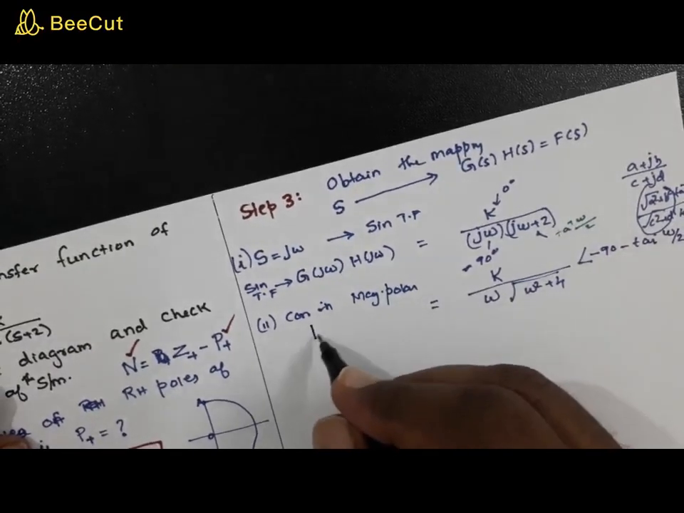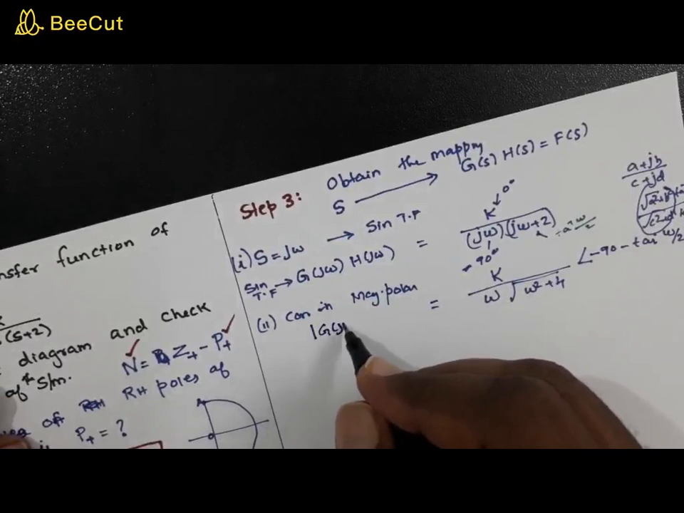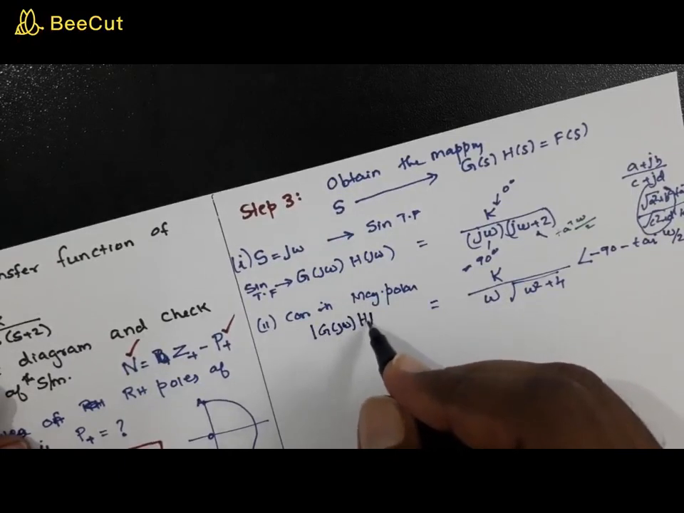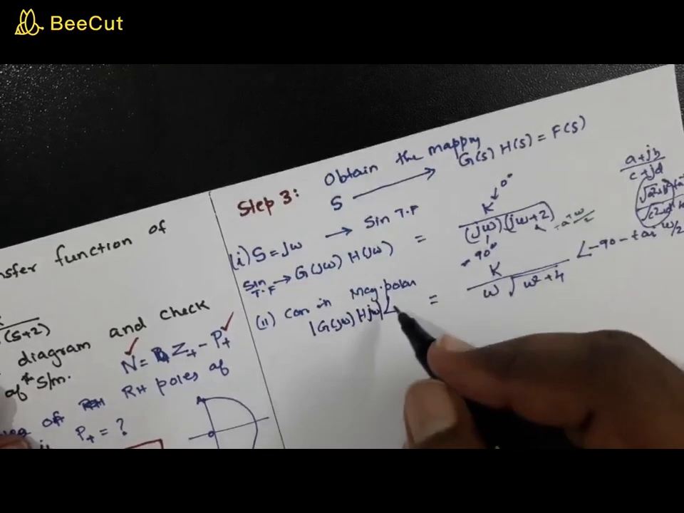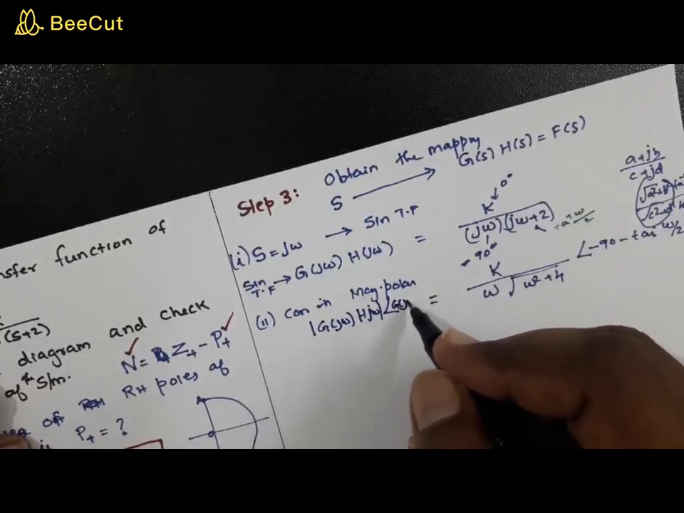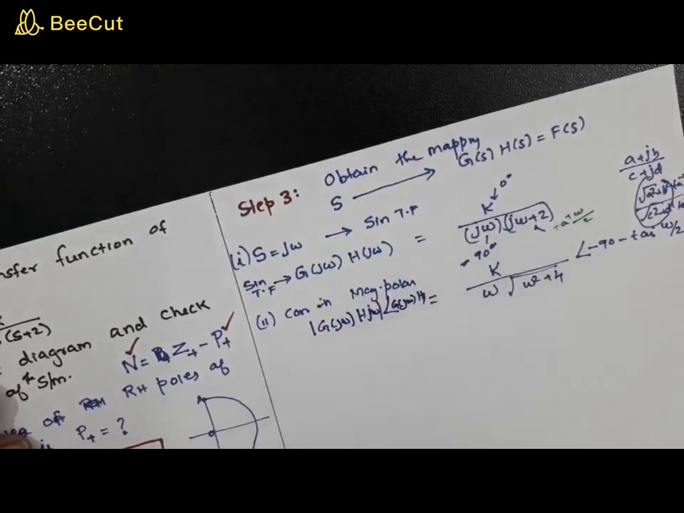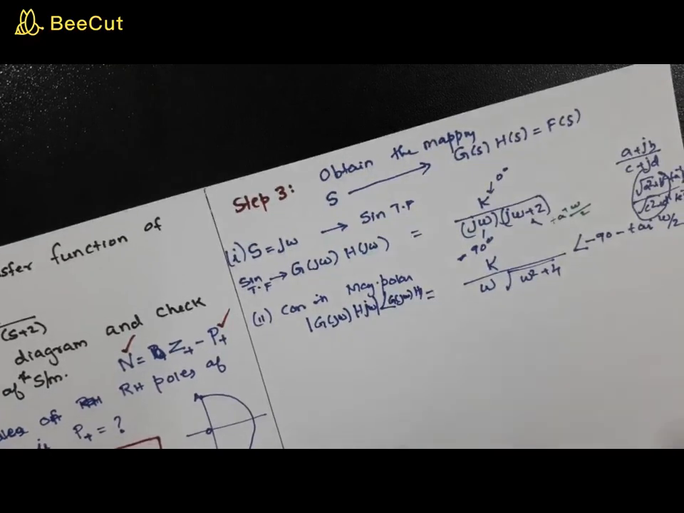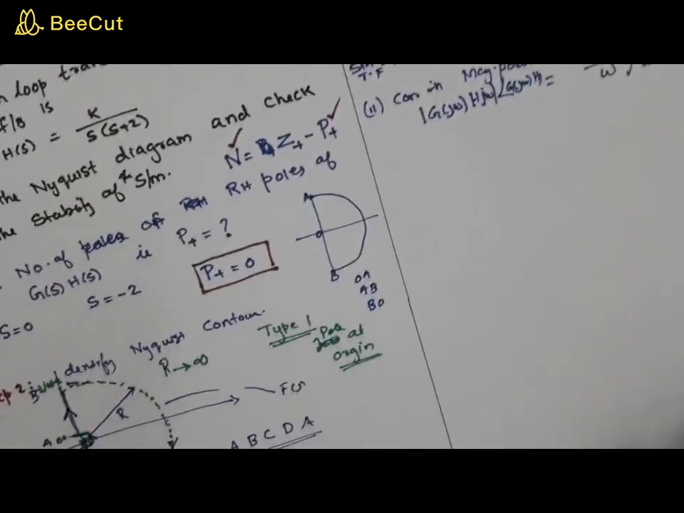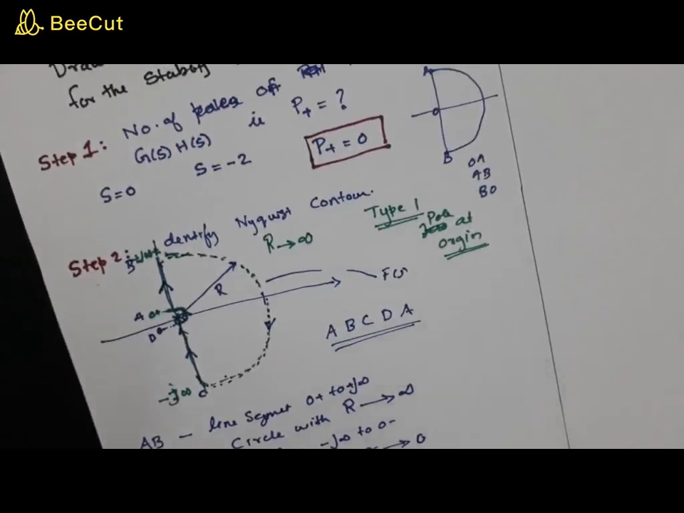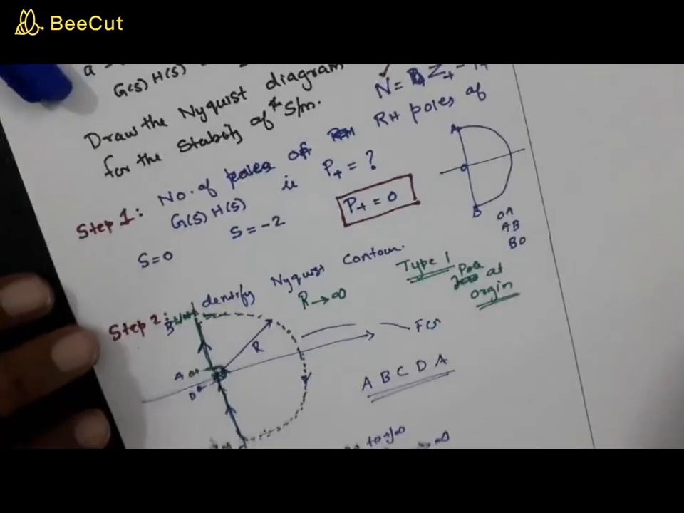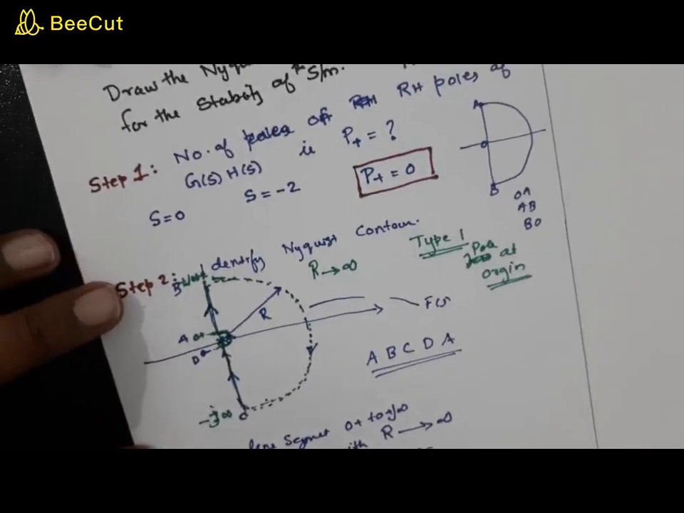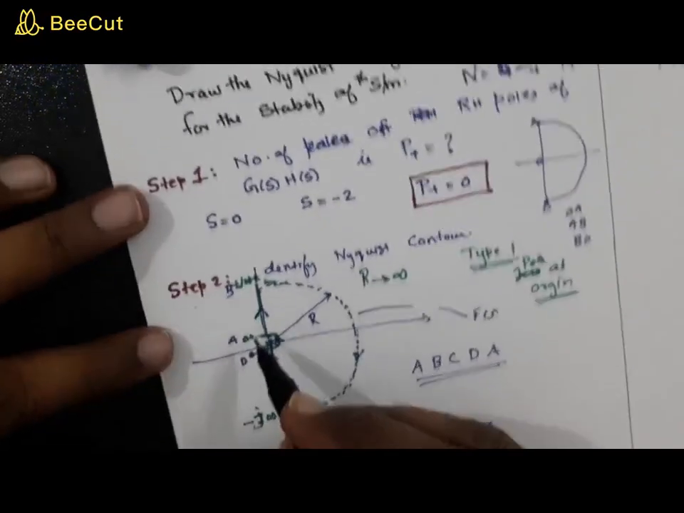So this is actually your magnitude of G of j omega H of j omega, angle G of j omega H of j omega, right? So you have got this into a polar form, right? So obtained this into a polar form. Now we have already segmented, right, AB. Now the first step is, we'll have to start from AB, right? Because A is the point where omega starts.